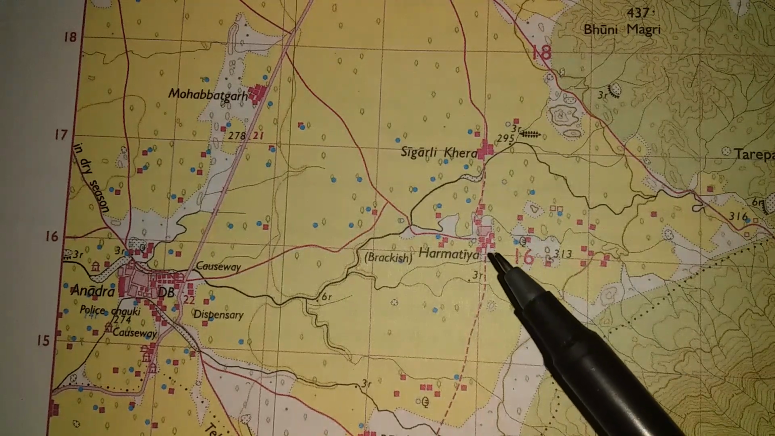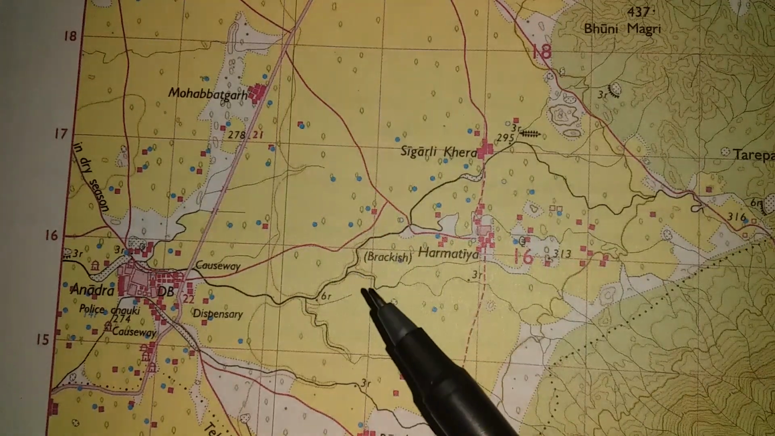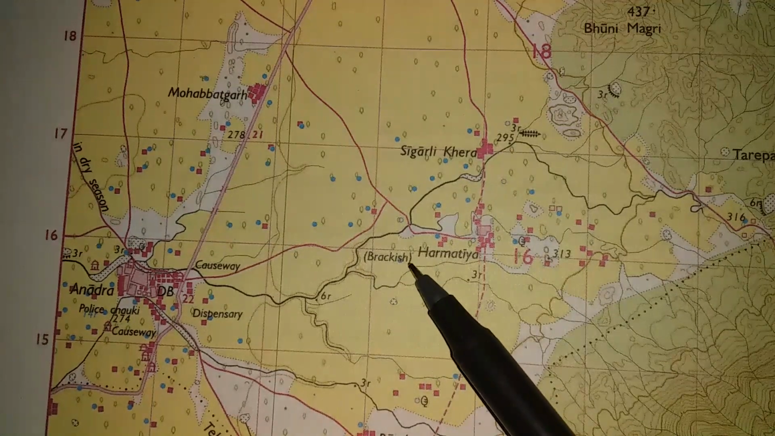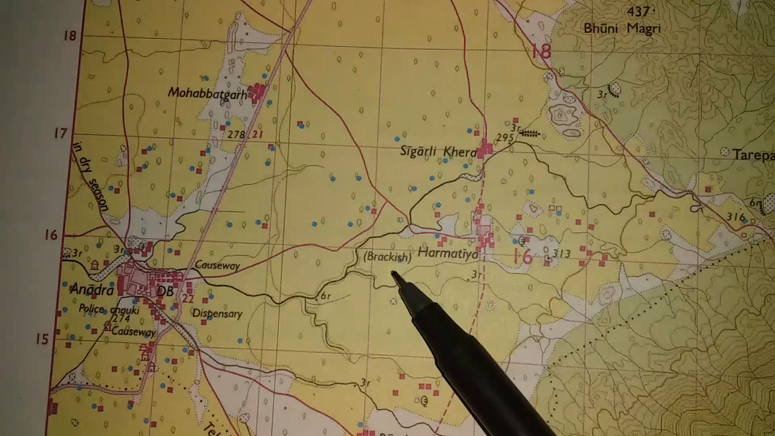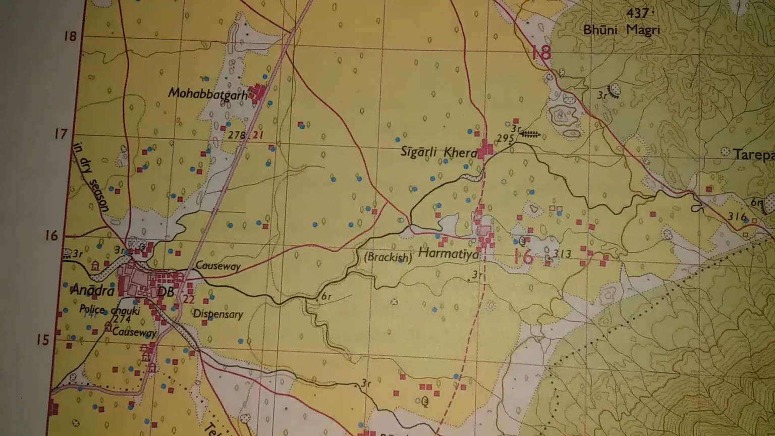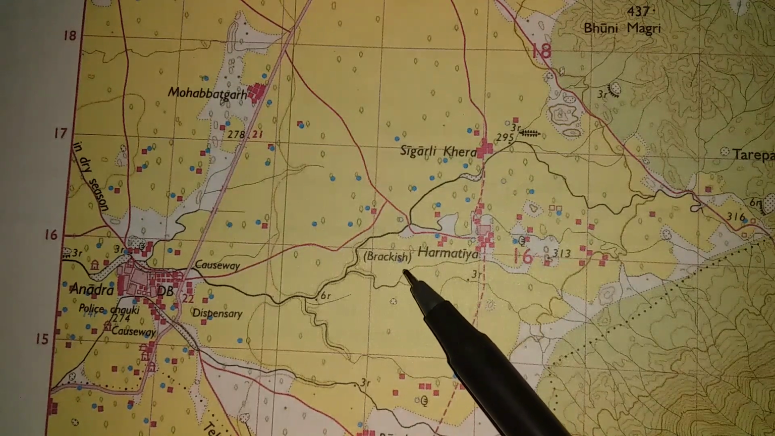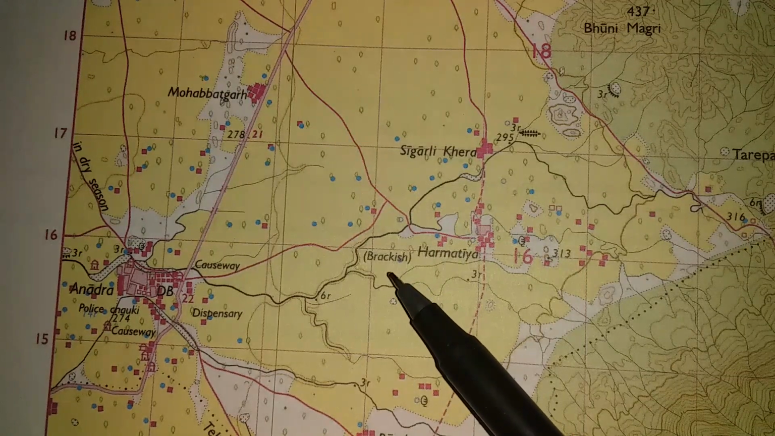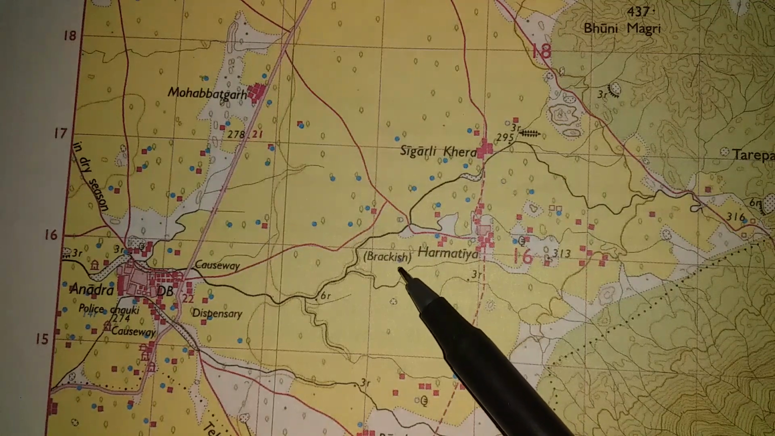Sometimes you will come across an unlined well. Like here you have an unlined well, but the majority of the wells are lined. Sometimes the word brackish is written. The well where brackish is written means the water is saline and unsuitable for drinking or for cultivation also. Now this brackishness is due to the high rate of evaporation in areas where rainfall is scanty. Water evaporates, leaving the salt behind, and that increases the saline content of the water. And so the water turns brackish.